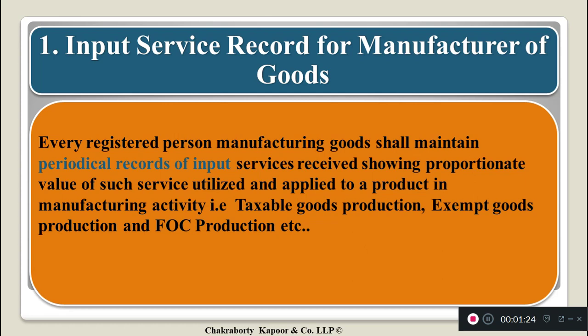Input tax credit on input services used in manufacturing of goods are usually common for taxable and exempt goods or otherwise, so input services should be applied on individual manufacturing of products on a pro rata basis. For example, a machine can produce both taxable and exempt goods, so input tax credit on purchase of such machine should be applied on individual product on a pro rata basis.